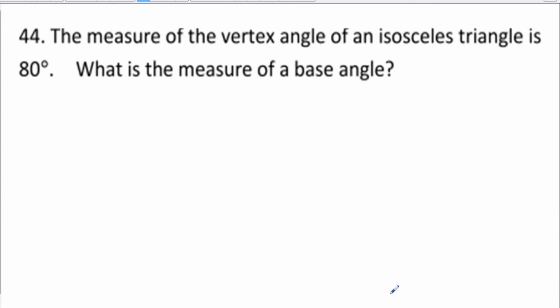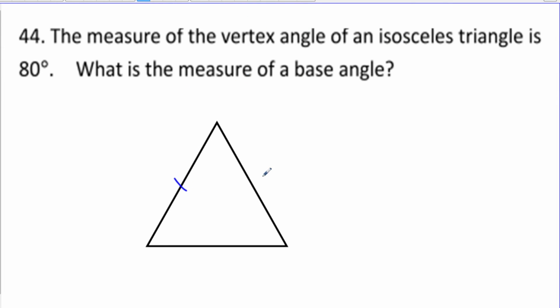Problem 44. They are giving the measure of the vertex angle of an isosceles triangle. I'm seeing a problem with a lot of words and no picture, so the very first thing I'm going to do is draw myself a picture. They said that the vertex angle is 80 degrees. Here's what you need to know. When I draw these two equal sides, the vertex angle is the one in between them. So what is the measure of a base angle? Well, if this is 80, that leaves me 100 degrees left to split evenly between my two base angles, which are equal.